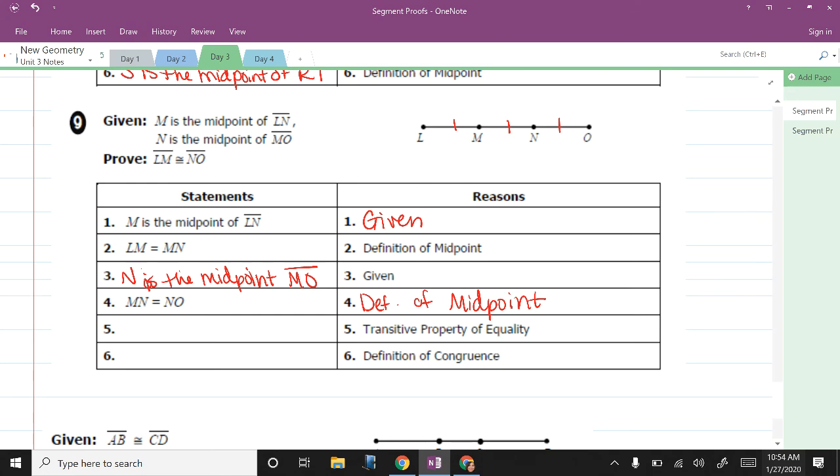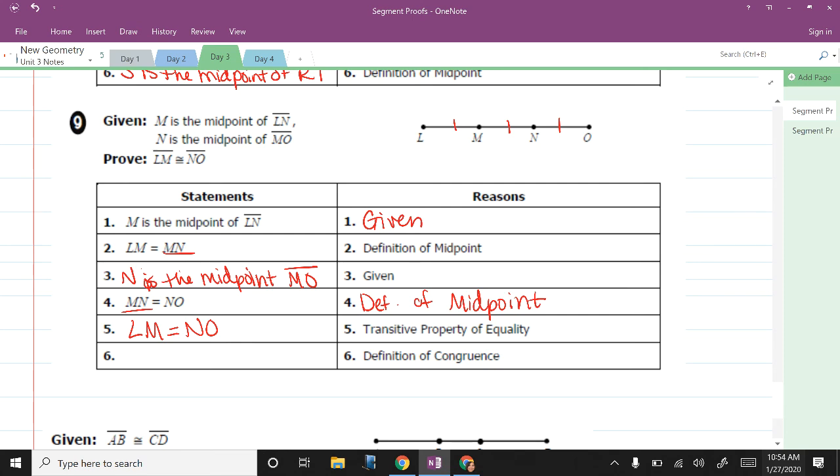LM equals MN and MN equals NO. So what do you think I can say right here? Very good. LM is equal to NO. And that is transitive property, isn't it? Two things equal MN, so they equal each other.